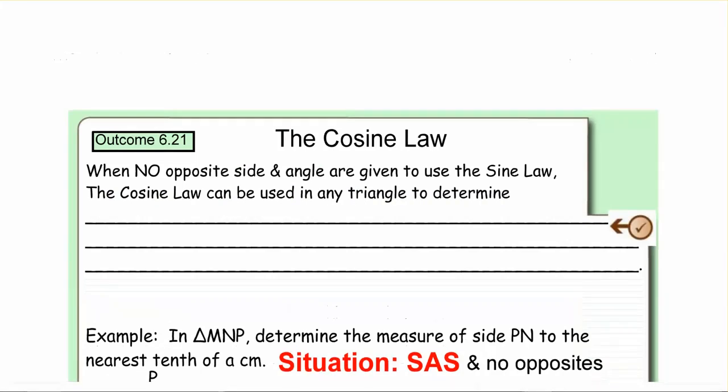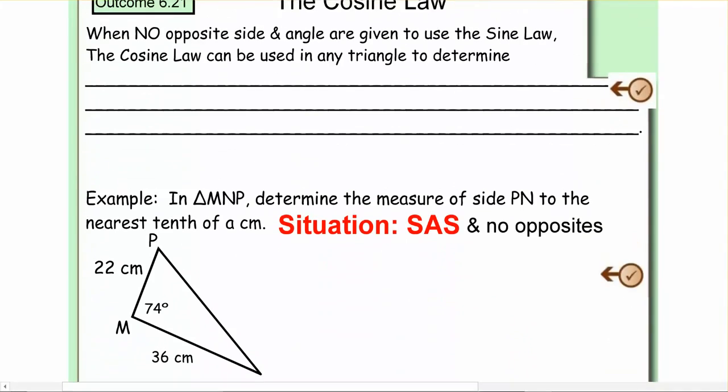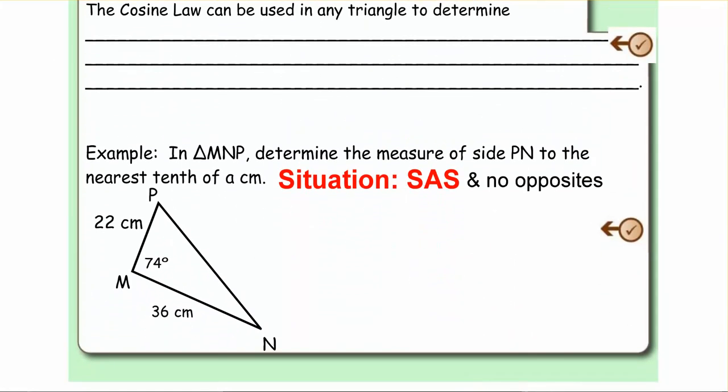So if we move on down here. Okay. So there's going to be two situations when we use the cosine law instead of the sine law. And that's going to be when we have, right here it says SAS. What that means is side, angle, side. So that's what that means, right?